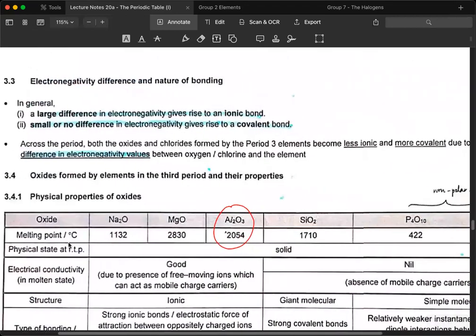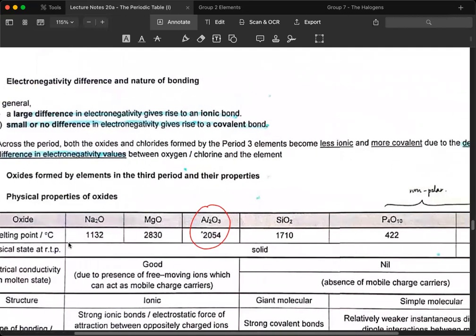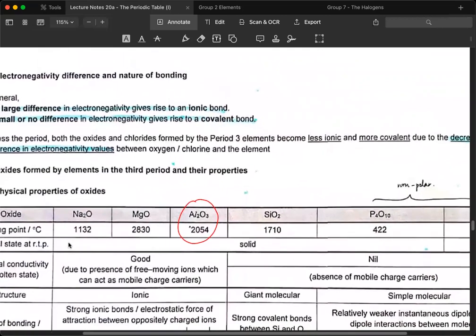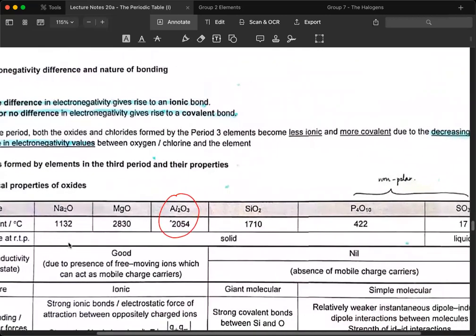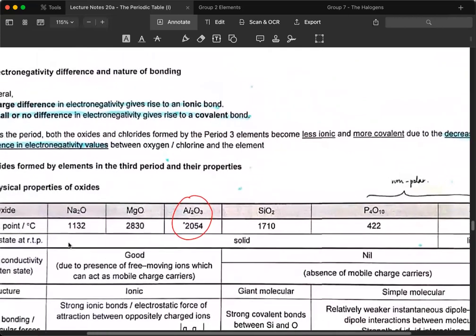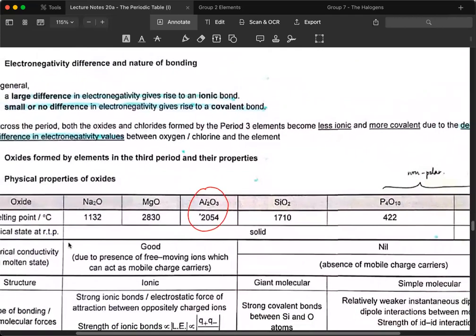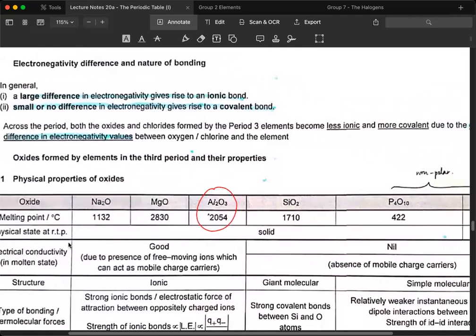Now, in general, a large difference in electronegativity gives rise to ionic bonding. A small or no difference gives rise to covalent bonding. Across the period, both the oxides and chlorides of period 3 elements become less ionic and more covalent because of the decreasing difference in electronegativity.